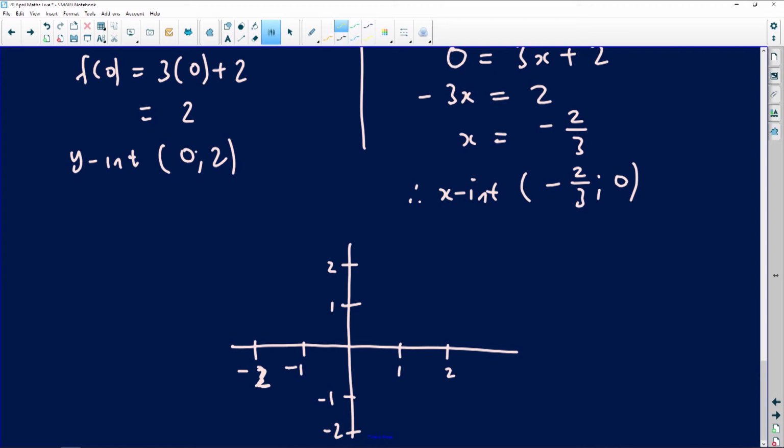So now it passes when y is 2. That's where it's passing. That's f of x. And it's going to pass at negative 2 over 3, which is 0 point something. So it's somewhere here. So my line is, let's just call it a straight line. A nicer one will do. So this is my graph of f of x.